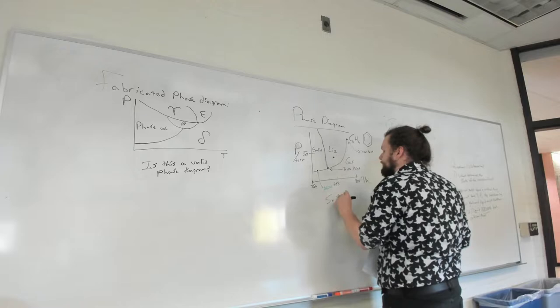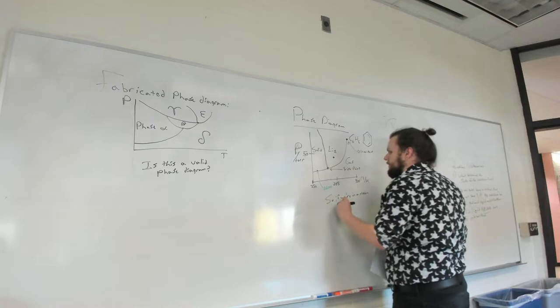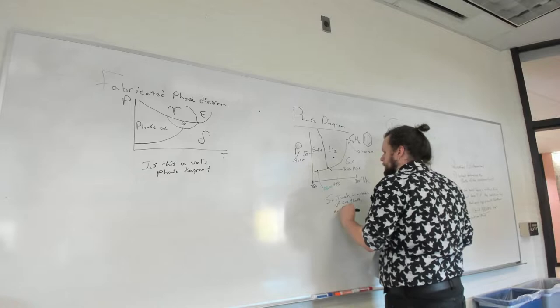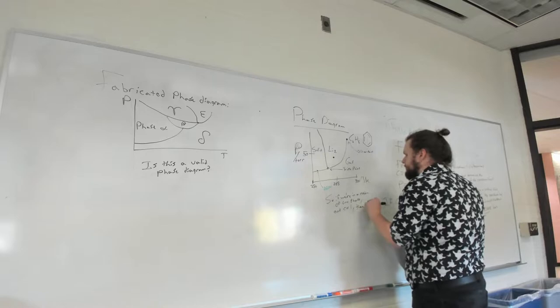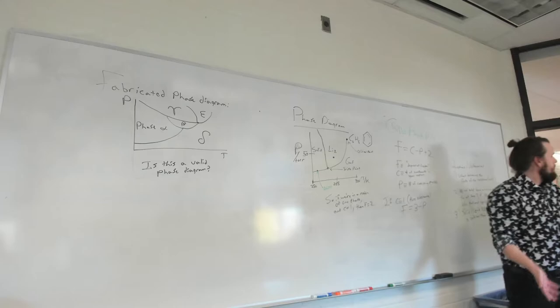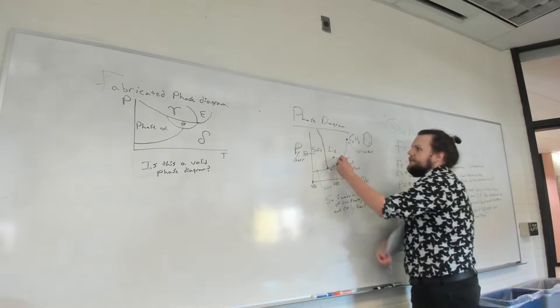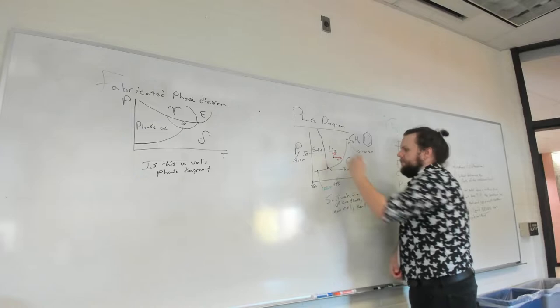So if we're in a region of one phase, and C is equal to 1, a pure mixture, just one component, then F is equal to 2. What that means is that there are two variables we can change independently to move through the phase diagram. That's pretty straightforward, because one of the degrees of freedom is along temperature, and another one is along pressure. So the degrees of freedom in this case are temperature and pressure.